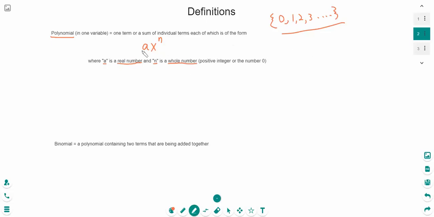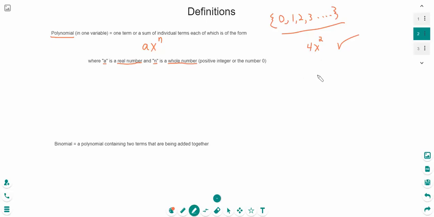So let's say for the a here, let's plug in a real number. Let's plug in the number 4. And then we have our variable x. And then our n has to be a whole number. So we'll just say 4x squared. This is a polynomial. Check. It satisfies all the conditions. It's one term in this case, and it's of the form ax to the n, where a is a real number, x is a variable, and the n is a whole number, a positive integer. So this would be a polynomial.